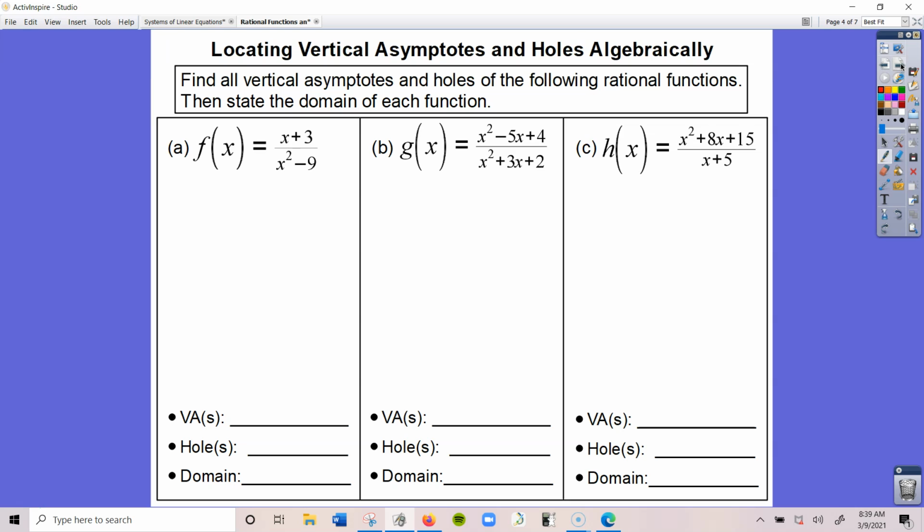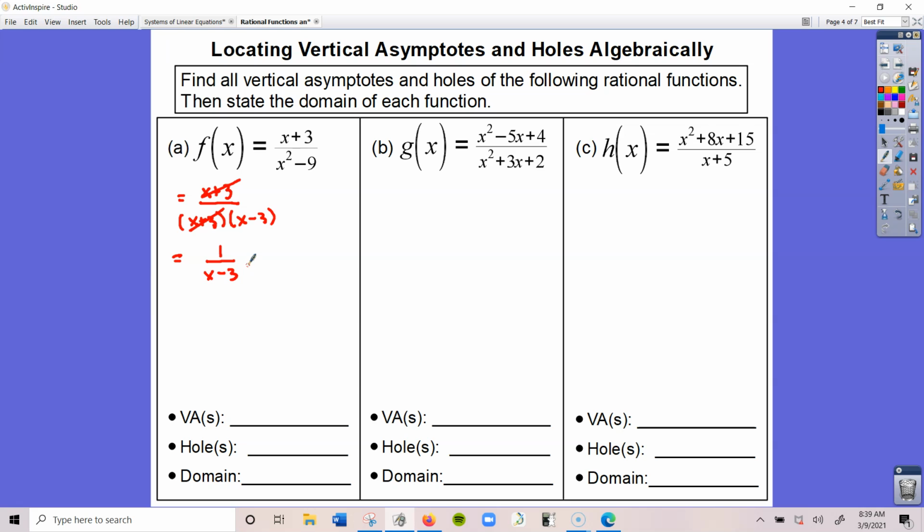We're going to first find the vertical asymptote, the hole, and then finally the domain of each of these functions. When you're trying to find the vertical asymptotes and the holes, you need to factor regardless. So we're going to take both the numerator and the denominator and factor. The numerator here cannot be factored, so that's just x plus 3. The denominator, x squared minus 9, is a difference of squares, which can be factored to (x plus 3)(x minus 3). My x plus 3's cancel, and I'm left with the function 1 over x minus 3.